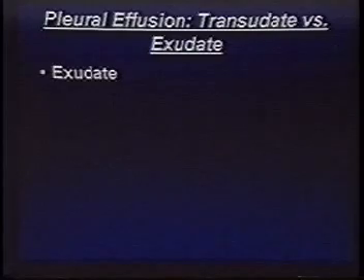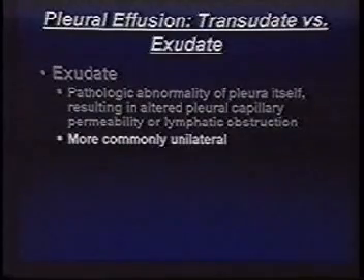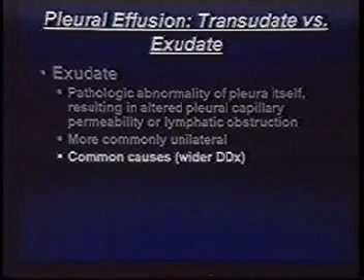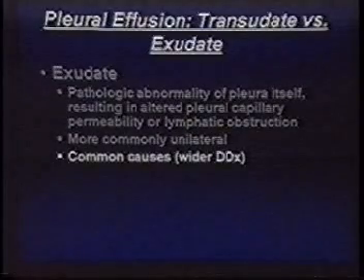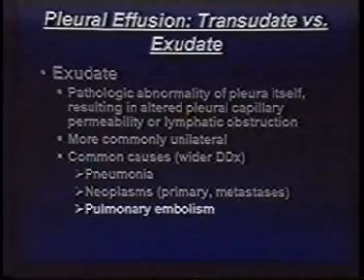Exudative effusions, in contrast, result from pathologic abnormality of the pleura itself. There's alteration of the capillary permeability of the pleura, or there can be obstruction of the lymphatics. These are more commonly unilateral, have a much wider differential diagnosis, but the most important and common ones are related to infectious and neoplastic causes.